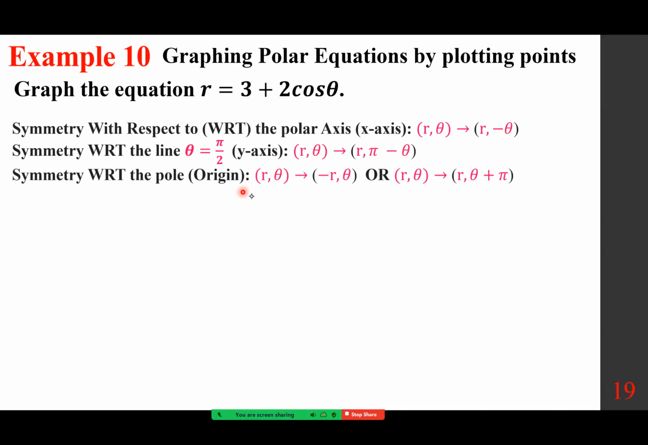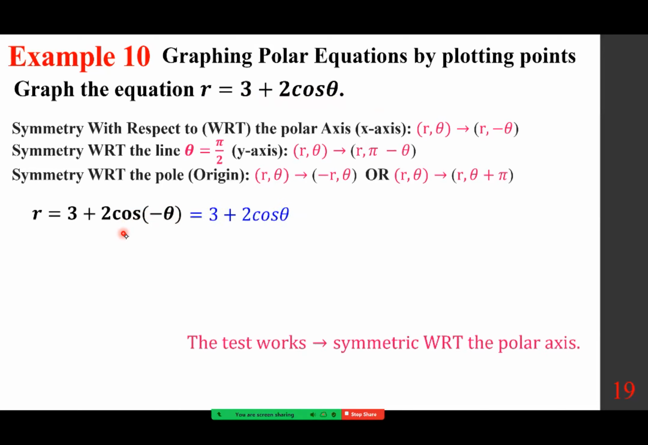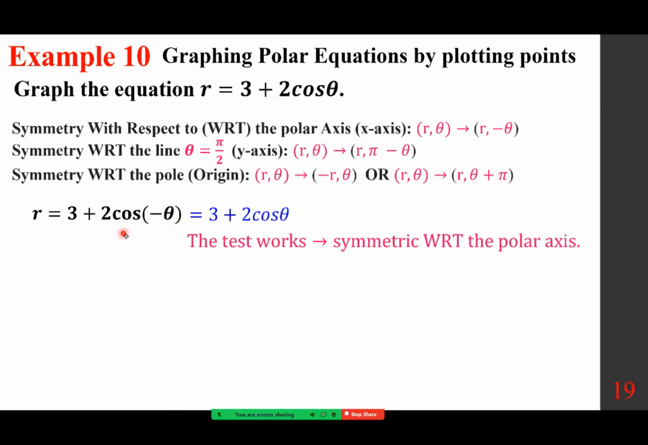So we are going to r equals 3 plus 2 cosine theta. We are going to replace the theta with minus theta. Normally when cosine is involved, that works. As you know, cosine of minus theta is the same as cosine of theta because it's an even function. So that works out, and the test works. It's symmetric with respect to the polar axis, or we can think of it again as the x-axis.